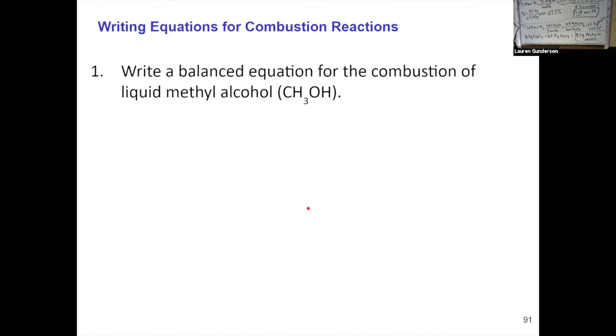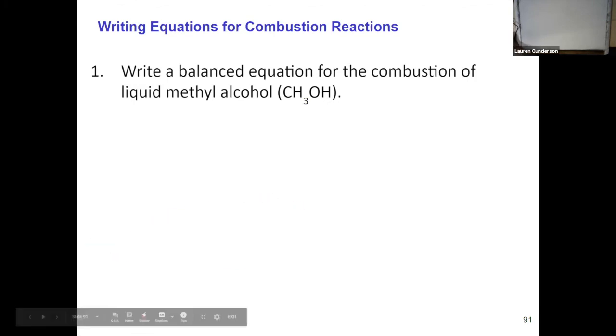You should be able to, at this point, look at a description like this and provide the balanced equation for this type of combustion reaction. Okay, so they want you to write a balanced equation for the combustion of liquid methanol. And if we think about combustion in the most basic terms, we're combining a substance with oxygen over a flame, and we're seeing what results.